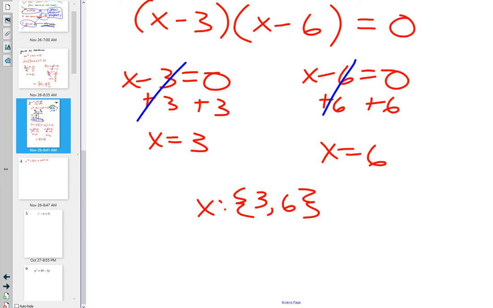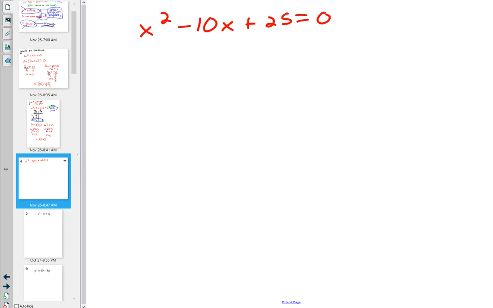Any questions? Charles, what's good about this one? When you first look at this, what do you like? We like things being done for us. Yeah, we already have it equal to 0, so that's one step we don't have to do. This is the second step we need to do.